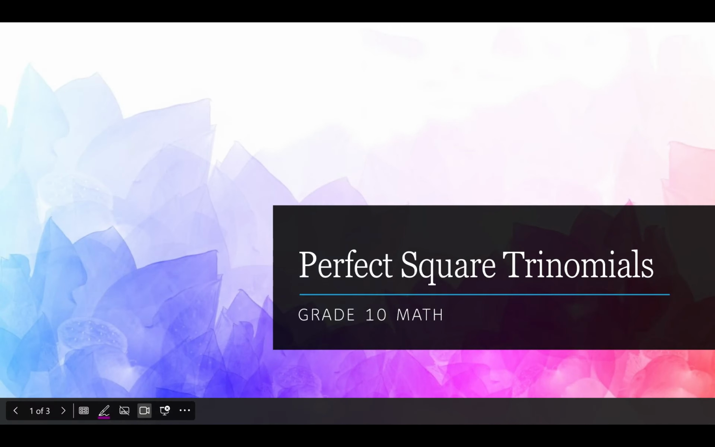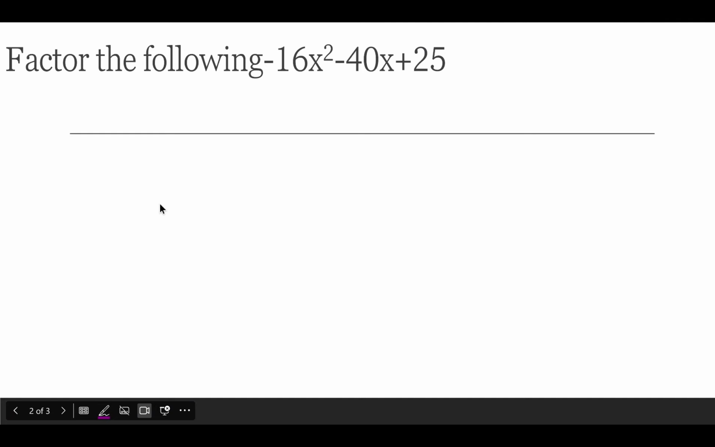Okay, so looking at perfect square trinomials and factoring them, the first thing we have to do is be able to identify a perfect square trinomial. So this value is actually not negative. It was just kind of like a dash, like showing this trinomial.